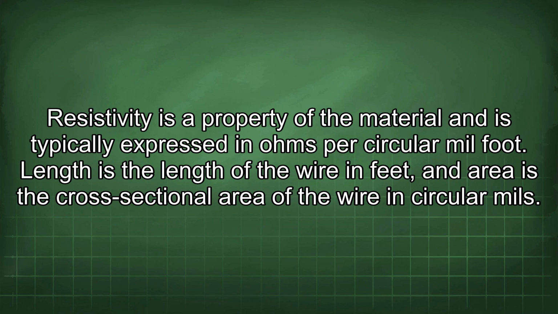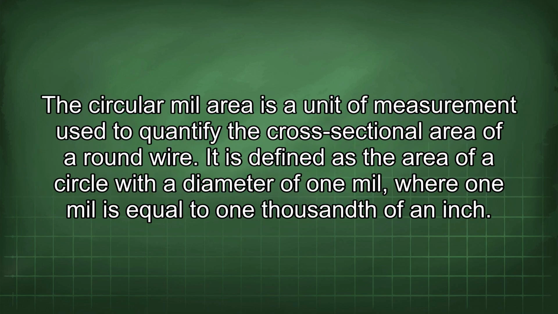Length is the length of the wire in feet, and area is the cross-sectional area of the wire in circular mils. The circular mil area is a unit of measurement used to quantify the cross-sectional area of a round wire. It is defined as the area of a circle with a diameter of 1 mil, where 1 mil is equal to 1/1000th of an inch.